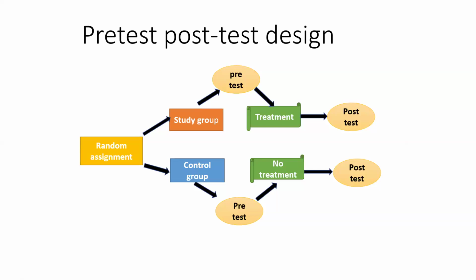Then the pre-test and post-test design. So a pre-test is also conducted and a post-test is also conducted, with random assignment. In the study group, the pre-test is carried out, the study group is exposed to the treatment, and the post-test is conducted again. And the control group, where random assignment is carried out, the pre-test is of course conducted, but they are not exposed to the treatment or any intervention, and the post-test is carried out. This type of research design comes under true experimental design, the pre-test and post-test design.